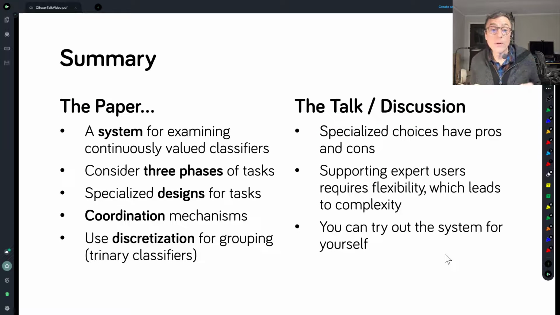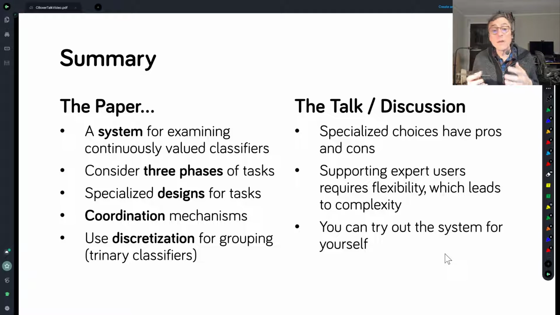So, to sum up, in the paper, we talk about a system for examining continuously valued classifiers. It considers 3 phases of tasks. It provides some specialized design. It shows how all these work together with coordination mechanisms, and shows how we can use discretization to do grouping that helps us organize our data to be more useful.